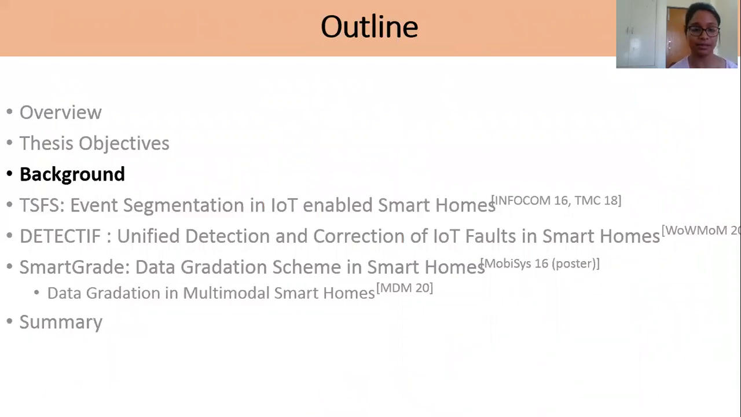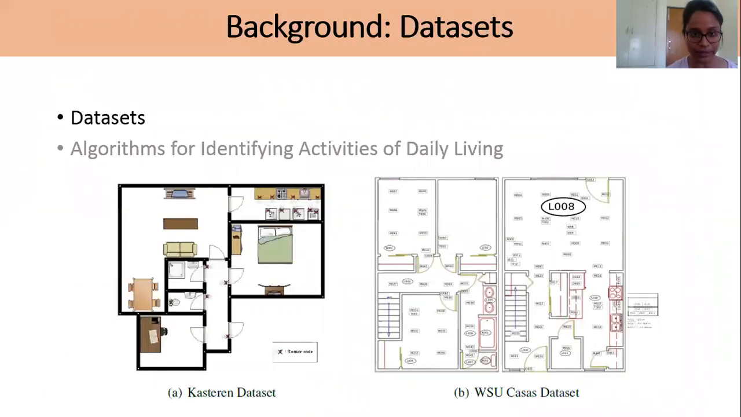By background, I mean that I'll talk about the data sets that I have used, the properties of those data sets, and a very brief description of the state-of-the-art ADL detection algorithm I have used in my thesis for validation. So let's start with the data set. As you can see in this picture, I have mainly used two data sets from two different projects. All these are public data sets.